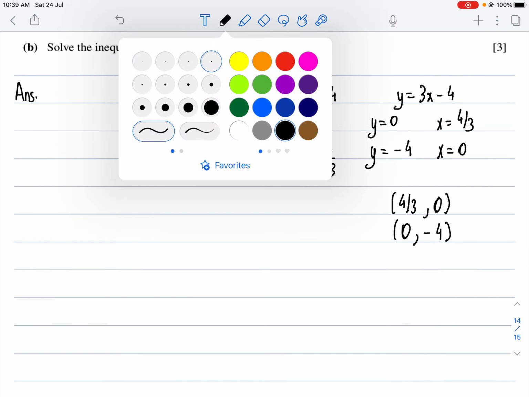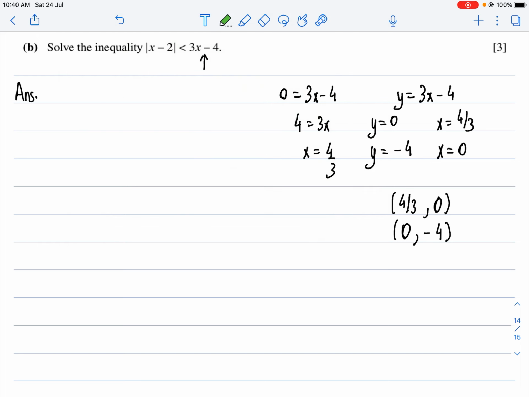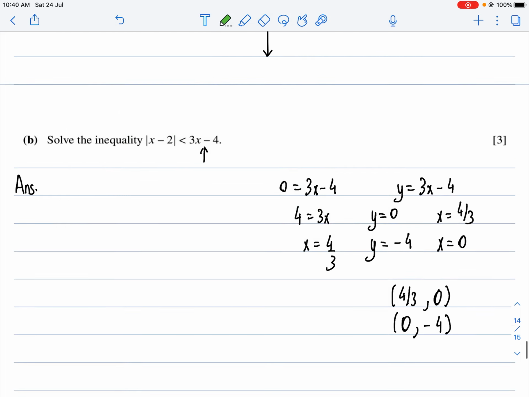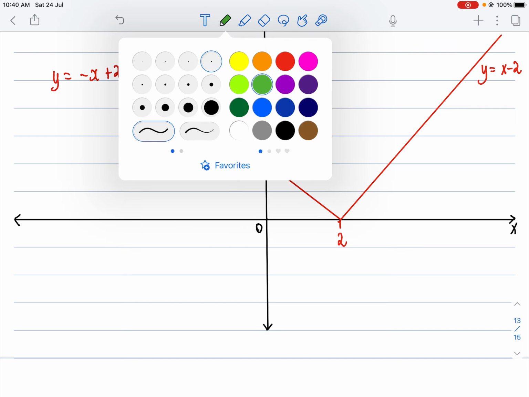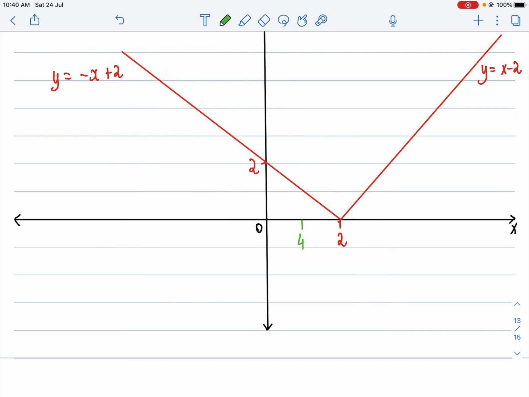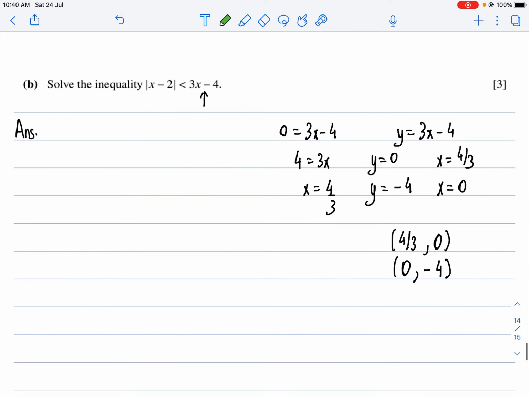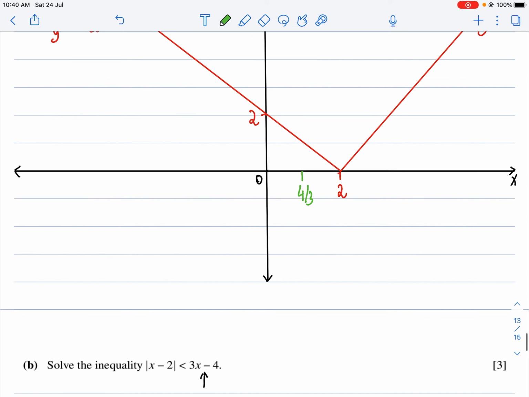So what you can do is, with a pencil, because it's not asked directly, sketch these. So you have 4 over 3, 0. Where is 4 over 3? It's somewhere here, let's say. Sorry, I'll write this properly, not dotted. Okay, so I have 4 over 3, 0 here, and I have 0, minus 4, which lies somewhere here.